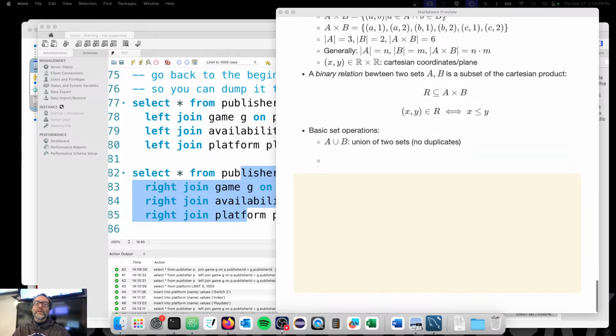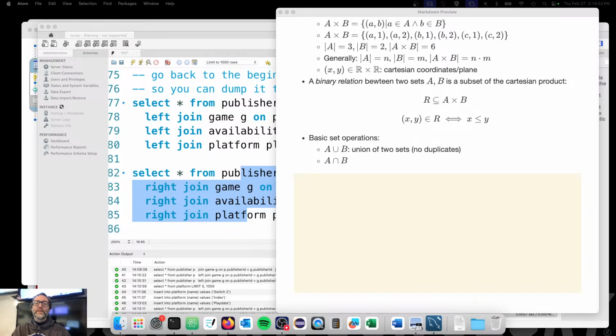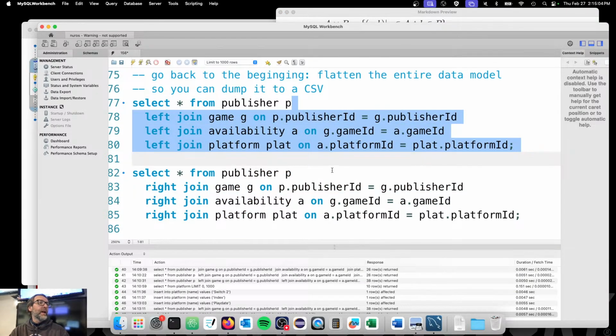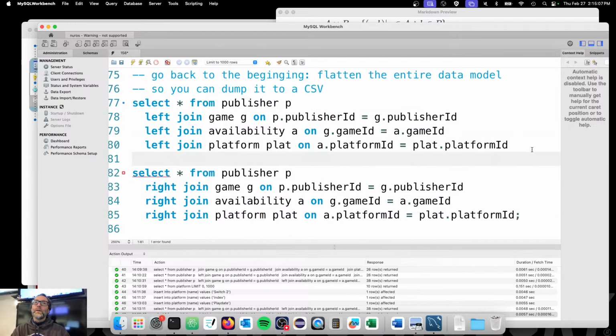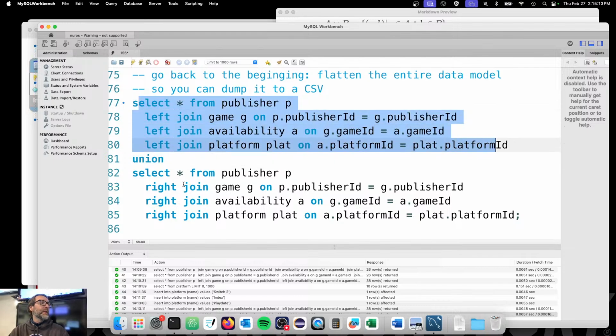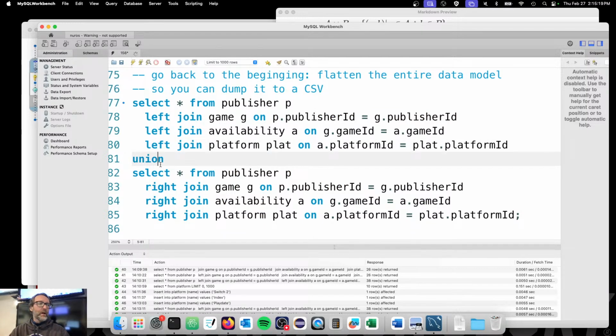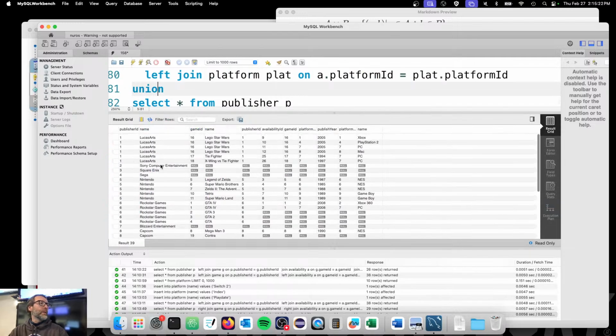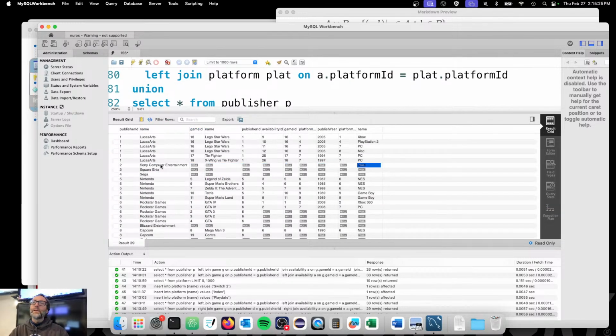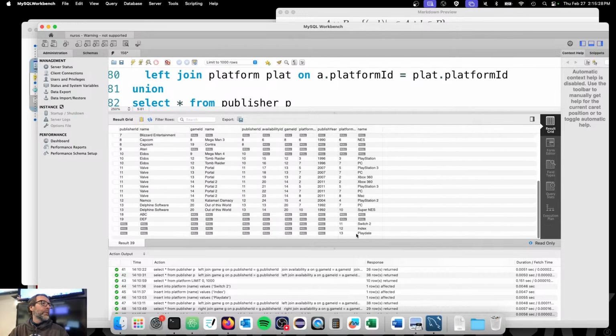What's the other basic one? The opposite of that, cap. That's intersection. Right? Elements in both sets. And I told you, it's all based on set theory. So let's go ahead and take this set and combine them using union. So this will be a set. This will be a set. Note that I got rid of the semicolon here because I want to union them together. There. Finally, a flat data model. Where Sony Entertainment is preserved from the left, Playdate, Switch, and Index are preserved from the right.